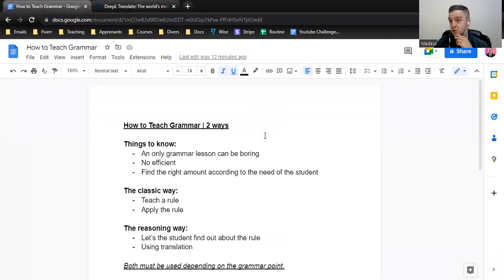So that's it. That's the two ways that I use to teach grammar. It has been working very well for me. I had a great result with that, and the students love it. And always give an example at the end when you explain the rules. Maybe for me, I give a sentence in English. I say, okay, can you translate that? And they tell me in French.